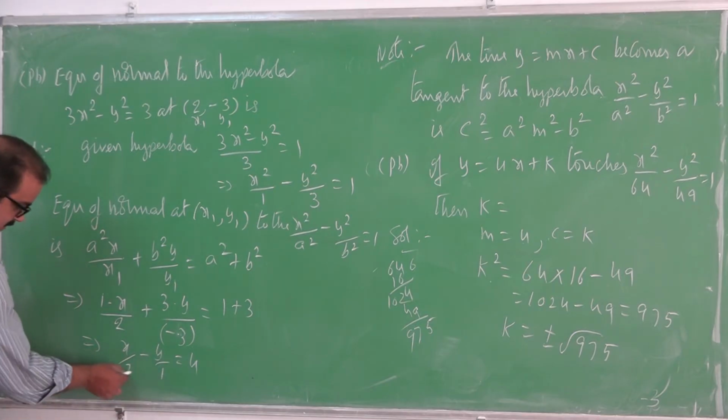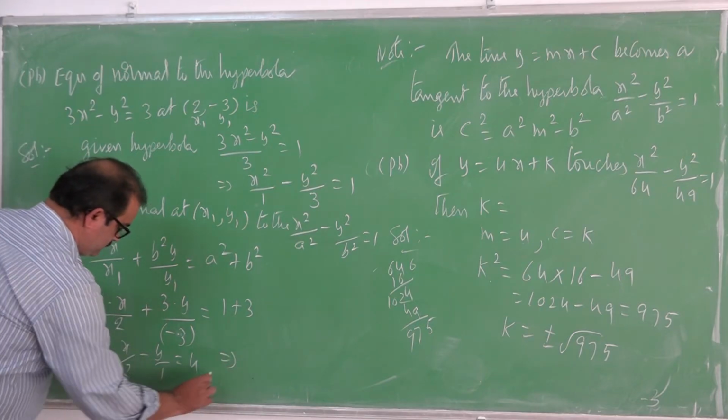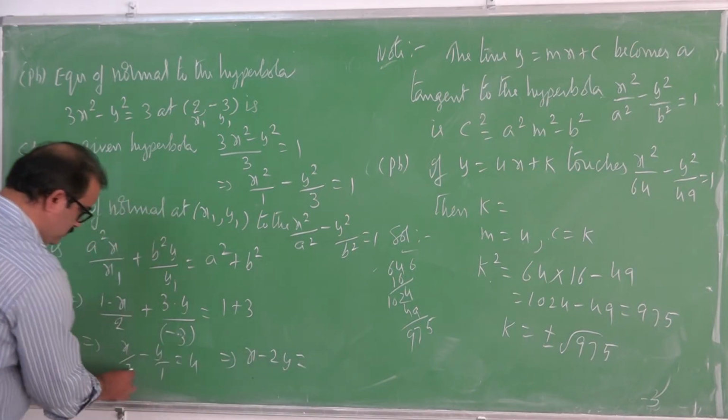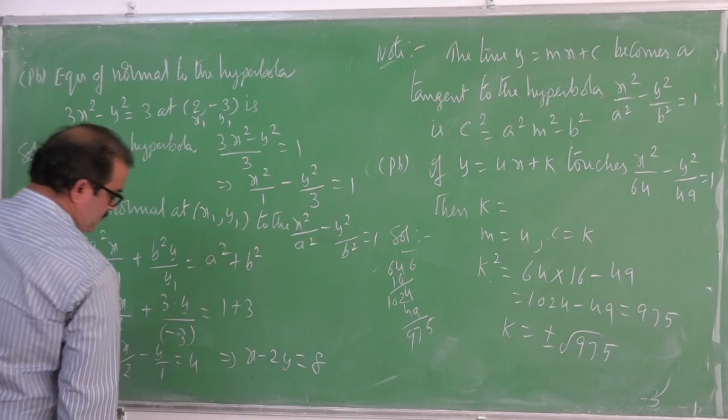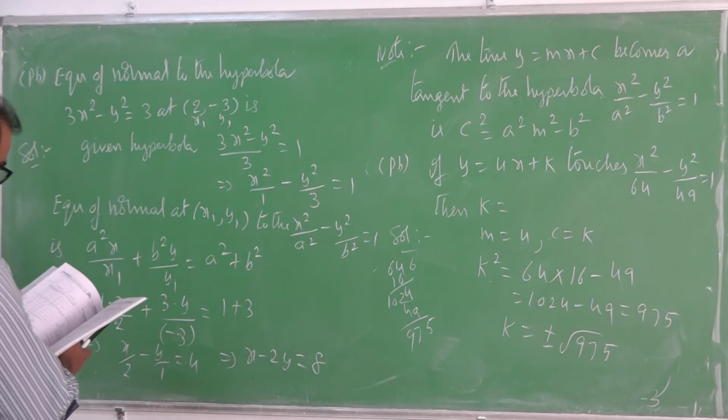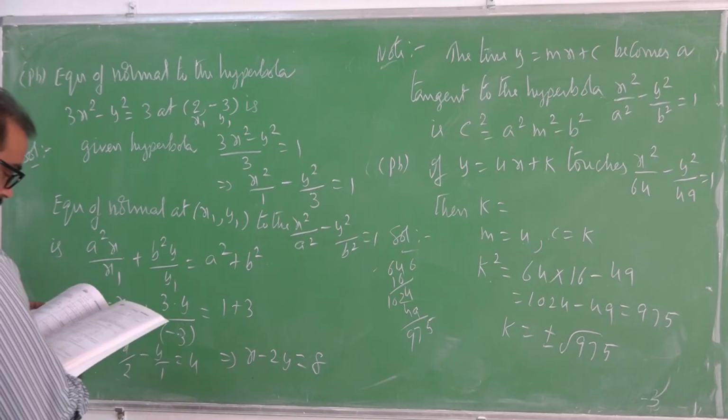What is the LCM here? 2. So we get x minus 2y is equal to 2 into 4, that is 8. That is the equation of the normal.